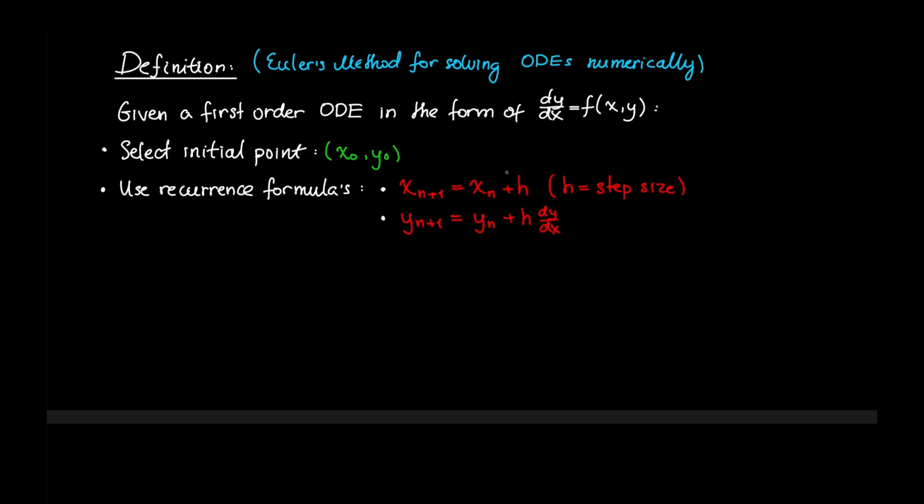Using these two recurrence formulas, we can generate as many points as we want. And finally, we can just plot those points on a graph and they will create a smooth curve. So that's it for now.